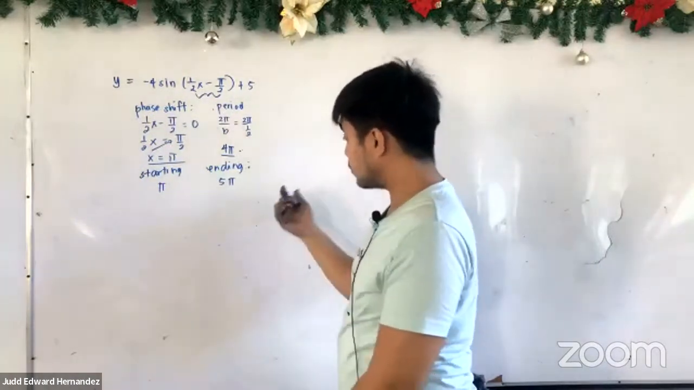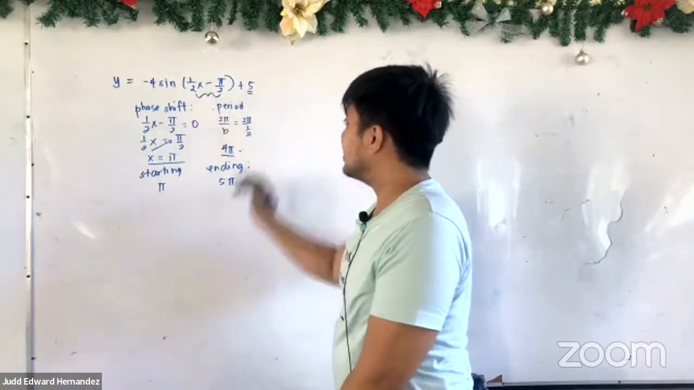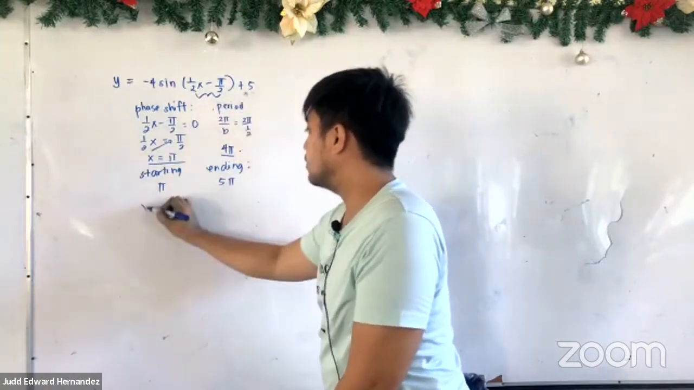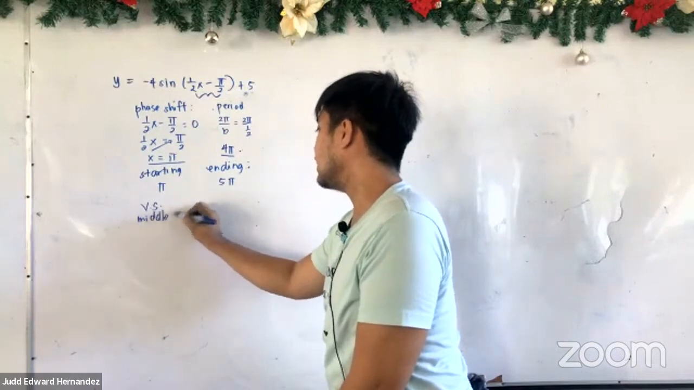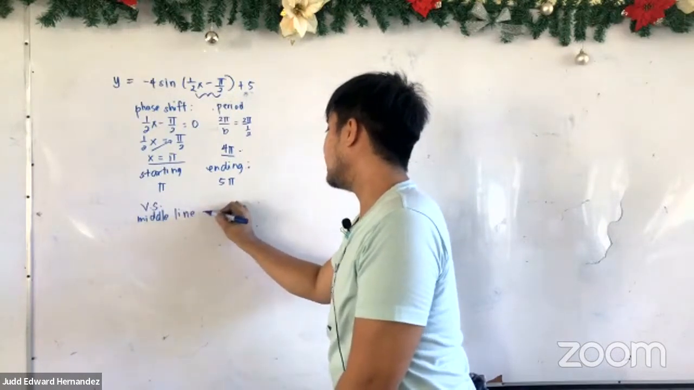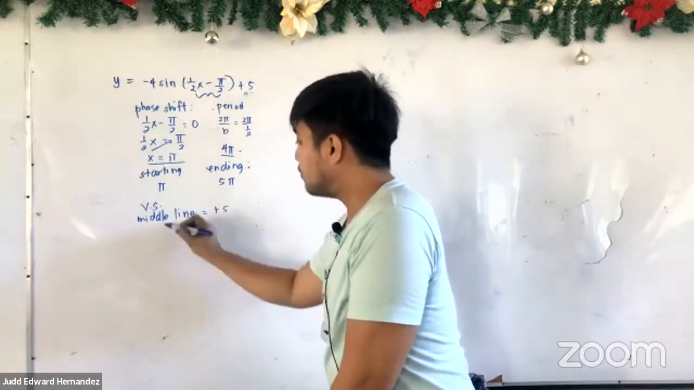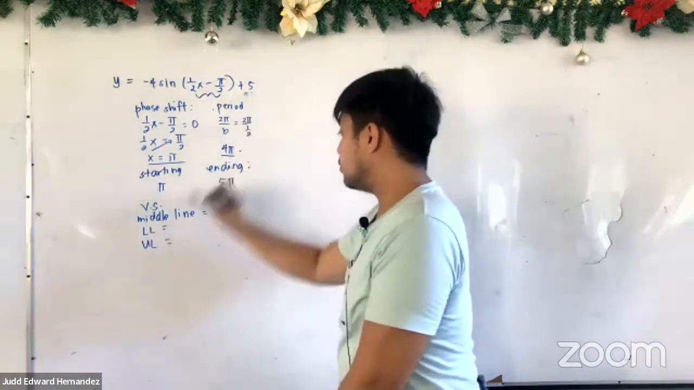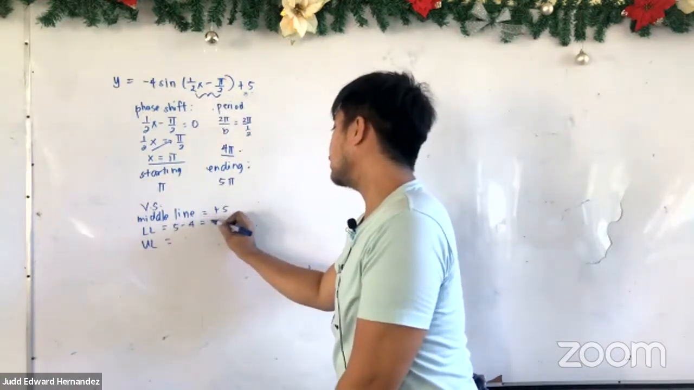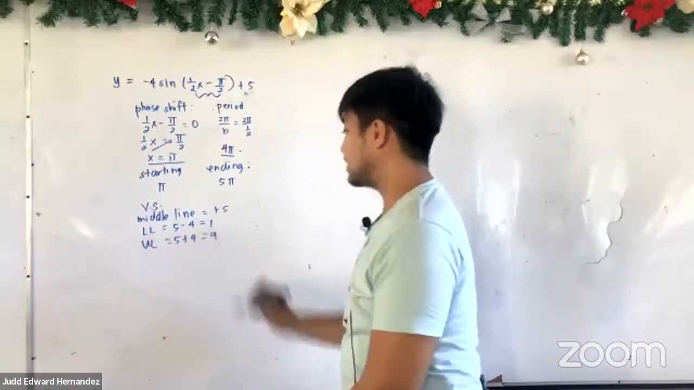Okay, so we have 5, which is the vertical shift. Sa BS tayo, our middle line is positive 5. Kung may middle line tayo ng positive 5, we will be having our lower limit and upper limit. What is our lower limit? Our lower limit is 5 minus 4, therefore that is 1. Our upper limit is 5 plus 4, therefore that is 9.